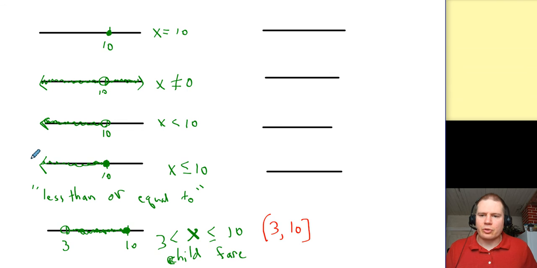10 is the largest number x can be here. There's no limit to how low x can go. 10 is my upper limit here. There's no limit to how low I can go. 10 is kind of my upper limit, but I can always go lower.